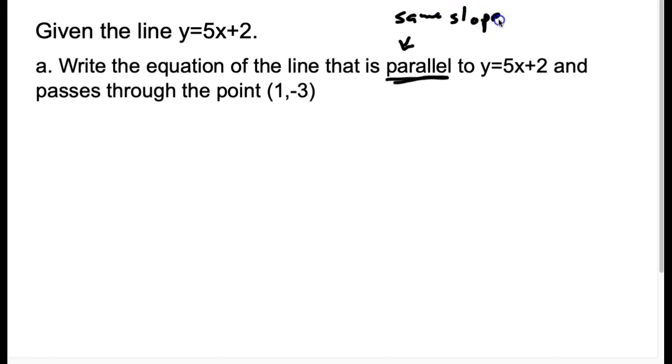So my new line is going to have the exact same slope as my old line. My old line is y equals 5x plus 2. Remember, if we're thinking in terms of y equals mx plus b, m is the slope. So the slope of my old line was 5. Since I want my new line to be parallel, my new slope is also going to be 5. And I want my new line to go through the point (1, -3).